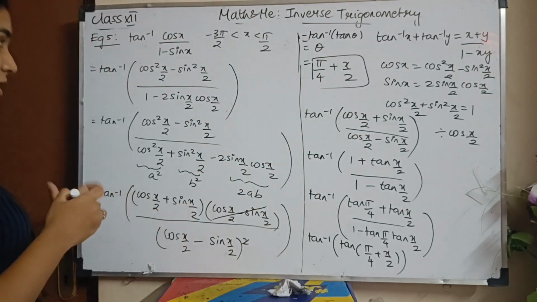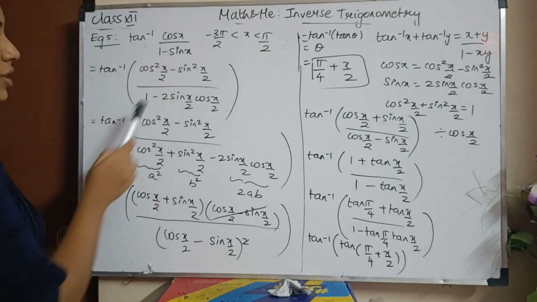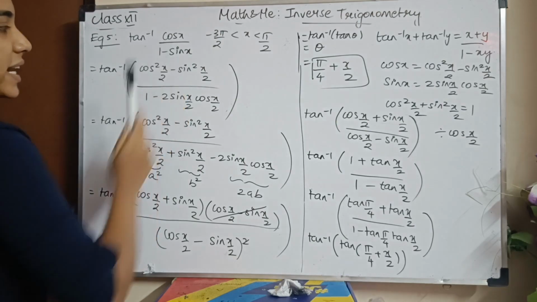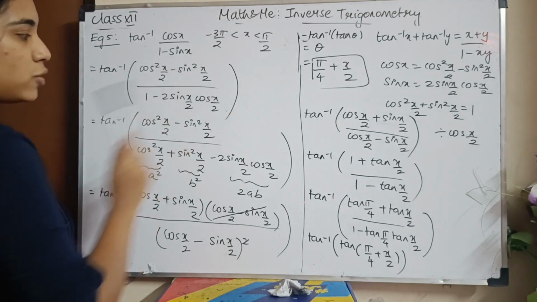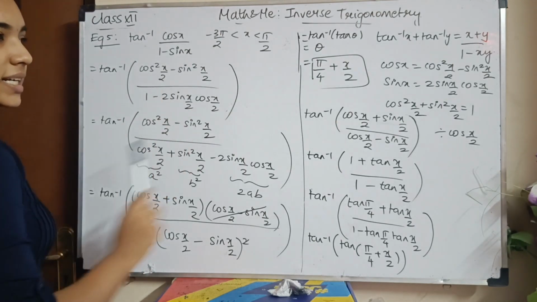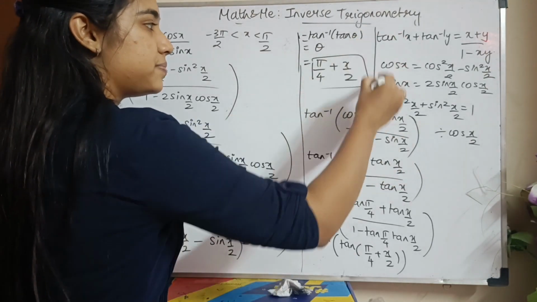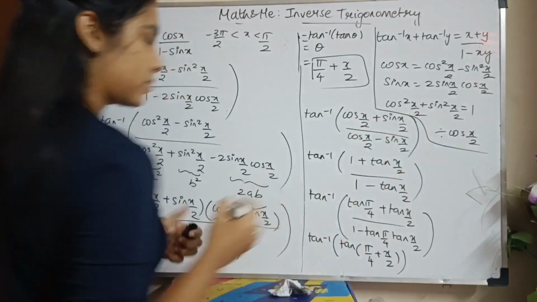Okay, clear? So first, what did I do? Cos x I wrote as cos square x by 2 minus sin square x by 2. In the denominator, the sin x I wrote as 2 sin x by 2 cos x by 2. 1 I can also write as cos square x by 2 plus sin square x by 2. Correct? These are formulas.